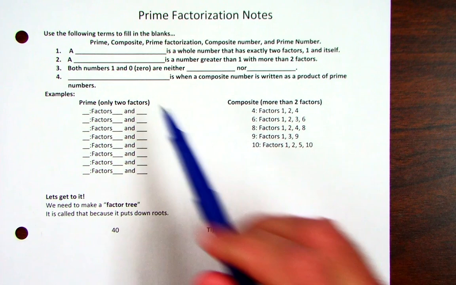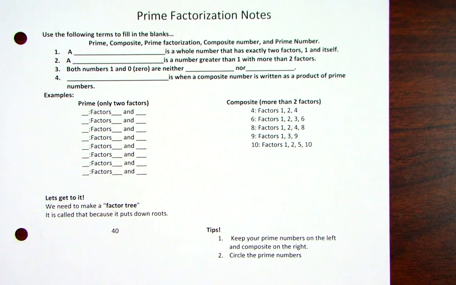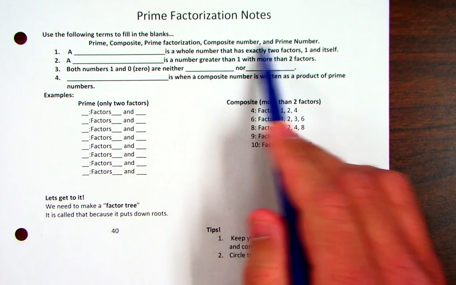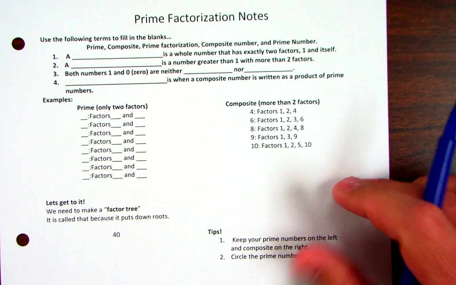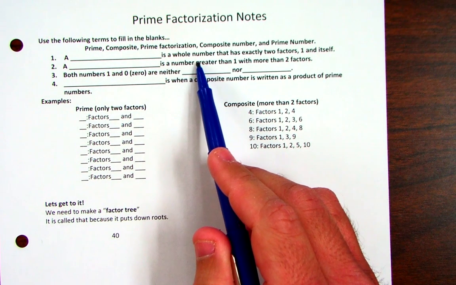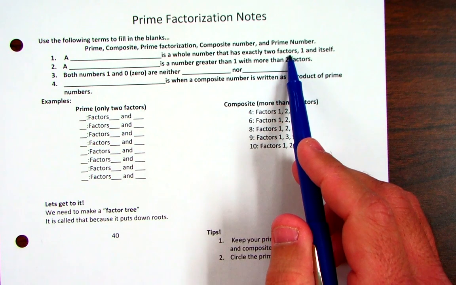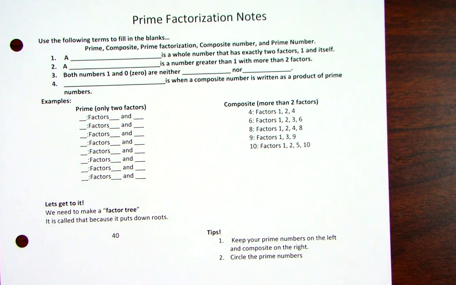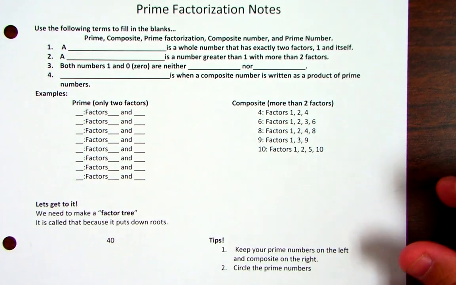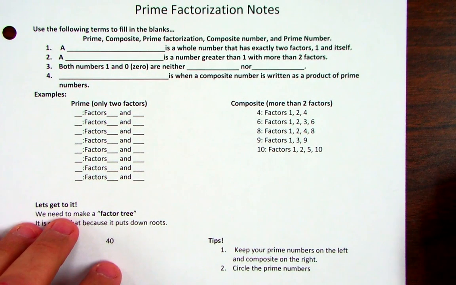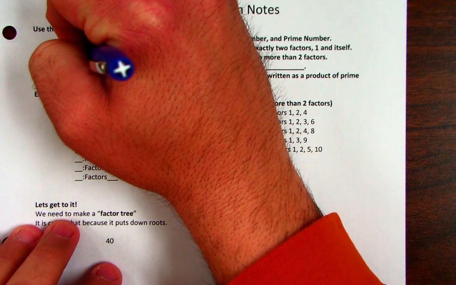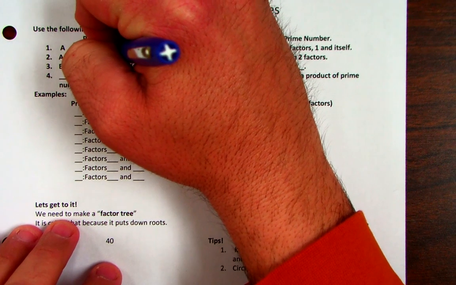Alright, so here we go. Use the following terms to fill in the blanks. We got prime, composite, prime factorization, composite number, and prime number. Number 1, a blank is a number that has exactly 2 factors, one and itself. So a number that can only be multiplied by 1 and itself is known as a prime number.